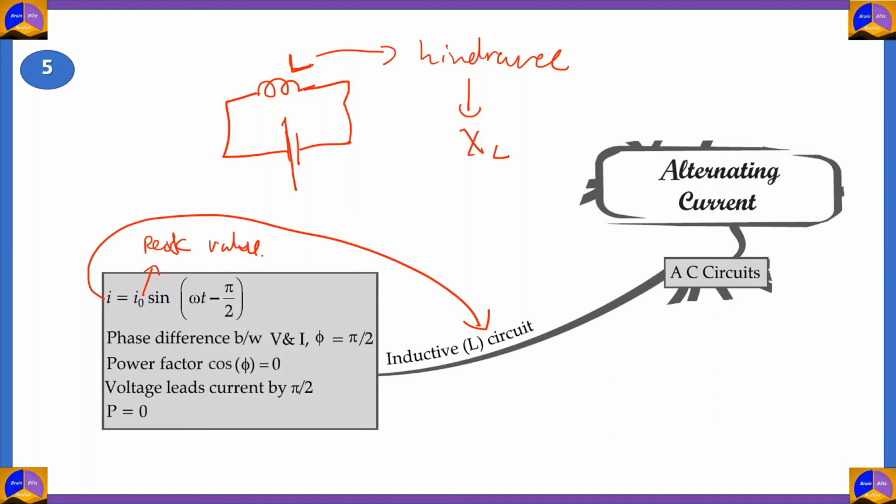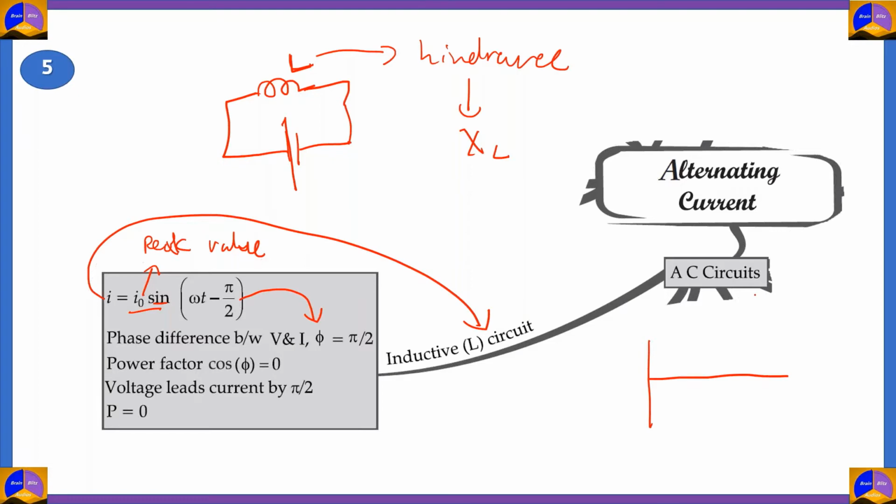Now, in most of the questions in this chapter, they give you the peak value or the RMS value. So this value is pretty important. You need to study it. And then we have sine of omega t minus pi by 2. So omega t is the direction, but what is minus pi by 2 doing? Now, minus pi by 2, which is represented generally as phi, is the phase difference between V and I.